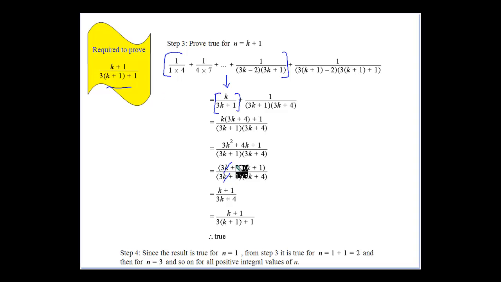So if we see what we've got with our factorization here, we get a 3k plus 1 and k plus 1 there, which means we can do some cancelling. That will cancel out. Gives us k plus 1 on 3k plus 4. Now, if we look at our decomposition, we can see that 3k plus 4 would be the same as 3k plus 3 plus 1, which means I can factorize 3 outside of k plus 1 plus 1. And we've got what we wanted to prove. So it's true. And so by step 4, we've proved it by induction.